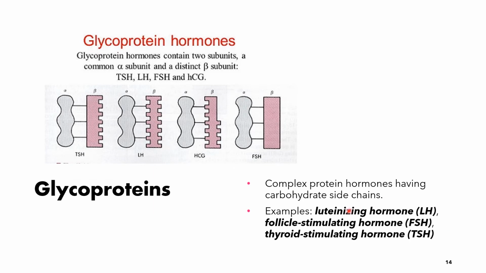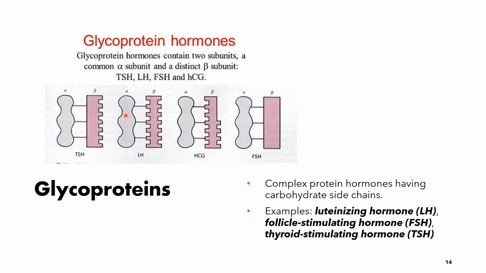These three, LH, FSH, and TSH, are produced now from the anterior pituitary. In terms of its structure, the glycoprotein hormones contain two subunits. We have the alpha and the beta subunit. The alpha subunit is considered to be common among all the glycoprotein hormones, and the beta subunit is considered to be distinct.